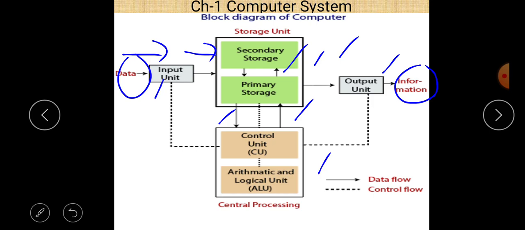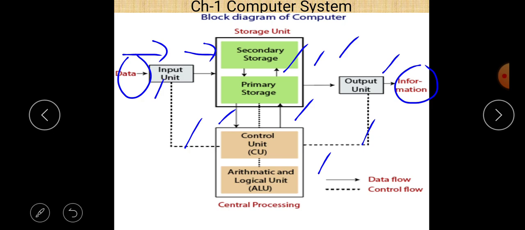These control signals are represented by dotted lines, and you can easily see here that control signals are sent from the control unit to the arithmetical and logical unit, another part of the CPU, and also there is a line from the control unit to the input unit, which means control signals are also sent from the control unit to the input unit. A dotted line is also there from the control unit to the output unit, and from the control unit to the storage unit, which means all parts are connected through the control unit.